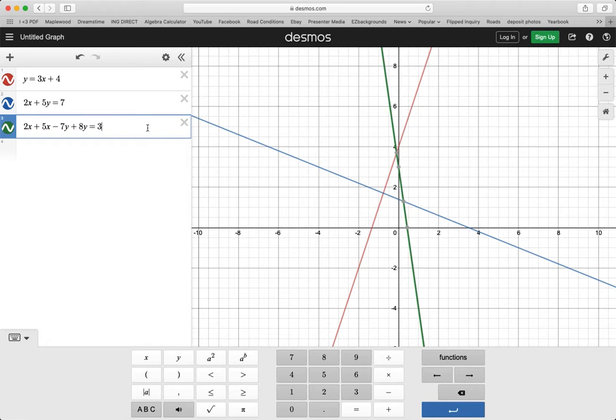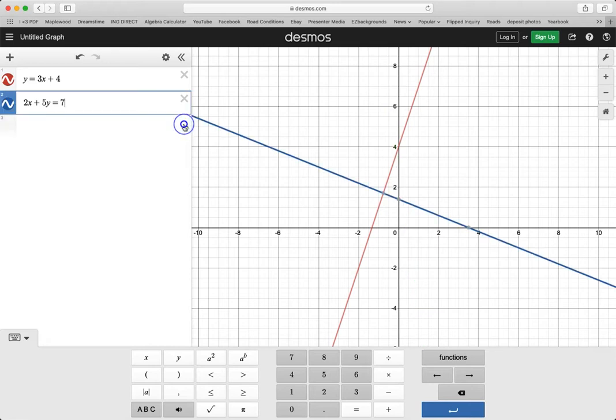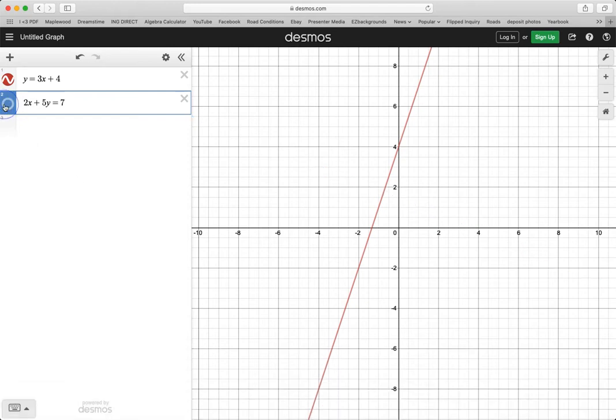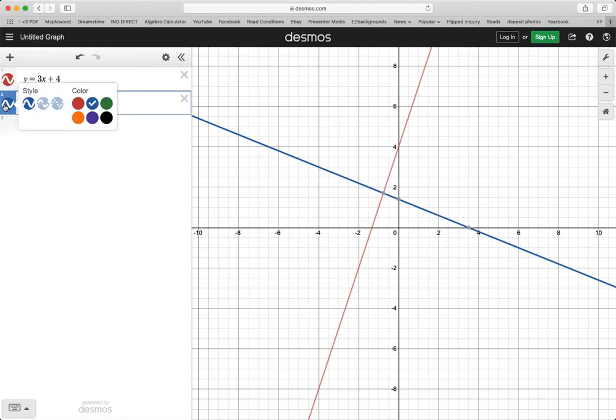Now, if you want to get rid of an equation that you've typed in, you can click on this X here. Or if you don't want to get rid of the equation, but you want to get rid of the line on the screen, you can just click over here. Or say you want a different color. We can hold that down.